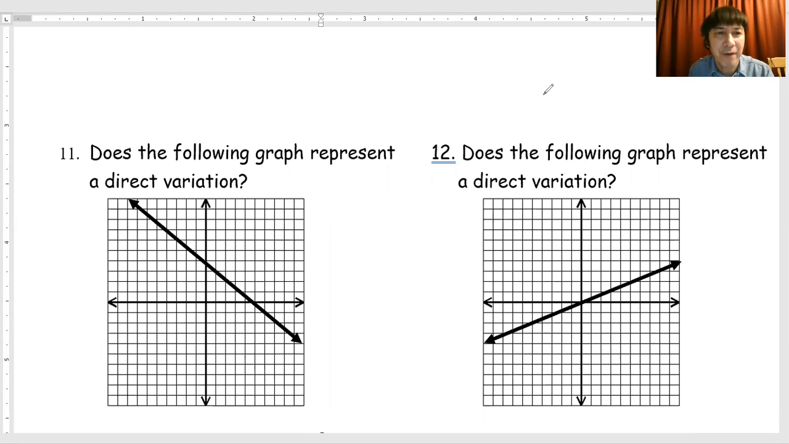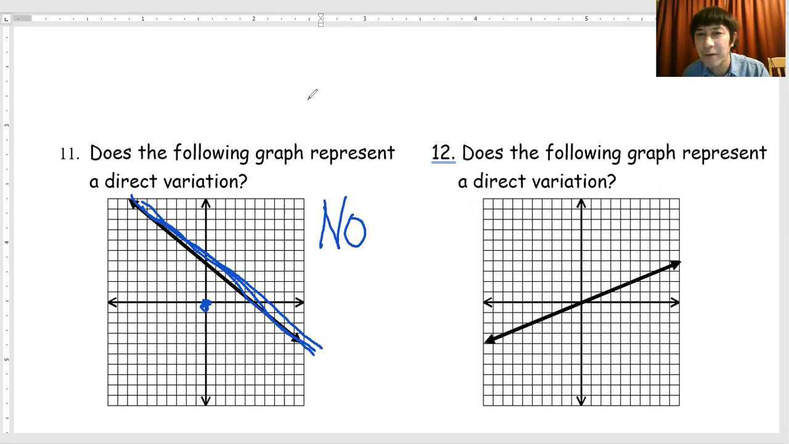Does the following graph represent a direct variation? As we discussed a while ago, a direct variation graph passes through the origin. And this graph here is not. The origin is right here, and the line is not passing there. So for the question, does the following graph represent a direct variation? This one, no.